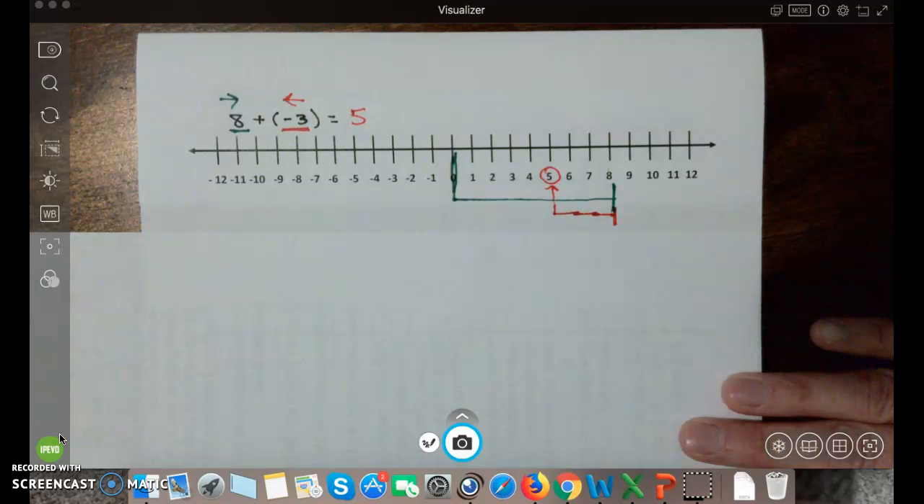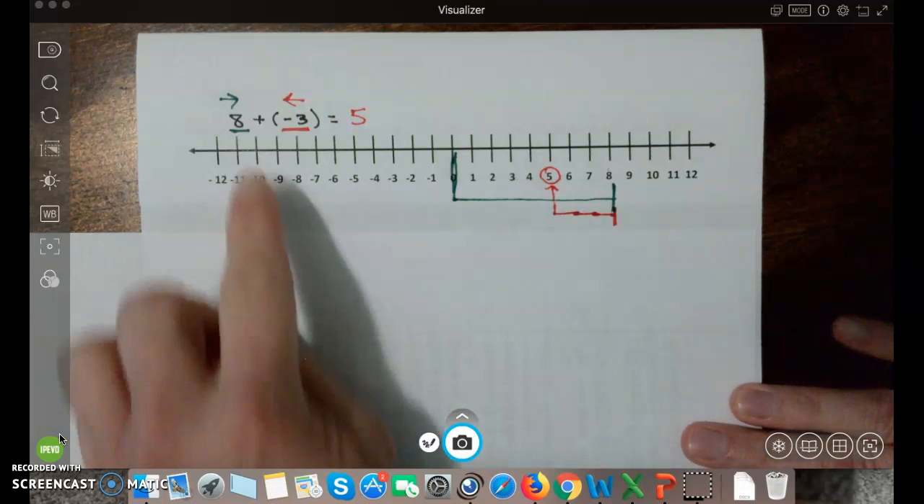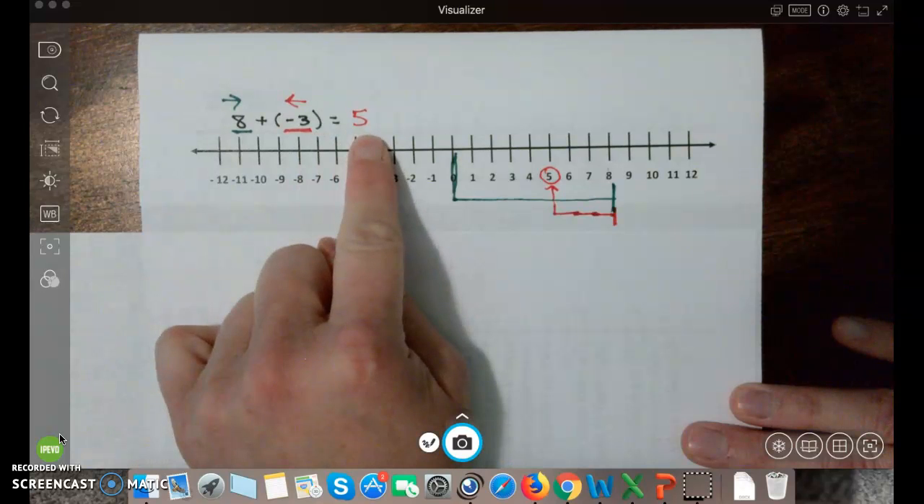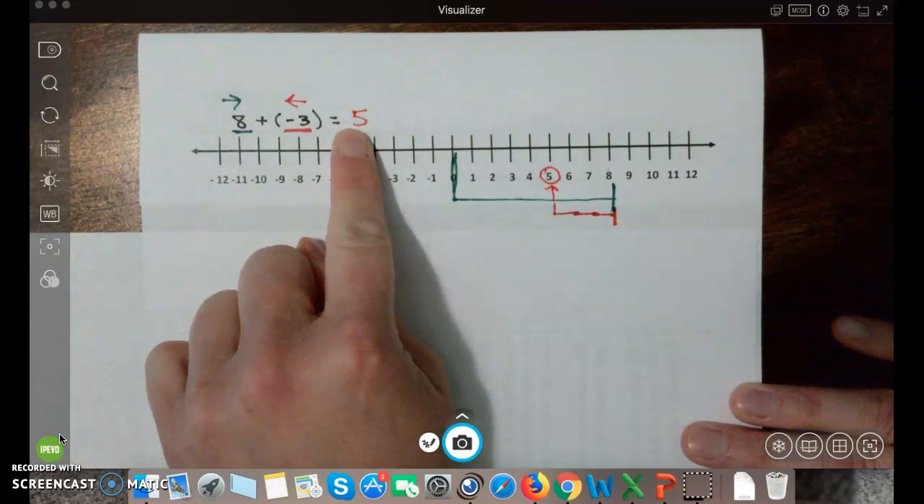Now remember our rules. Again, when we're adding two numbers and their signs are different, we are actually subtracting the numbers themselves. 8 minus 3 does give me 5. And because 8 is the bigger number and 8 is positive, my answer is positive.